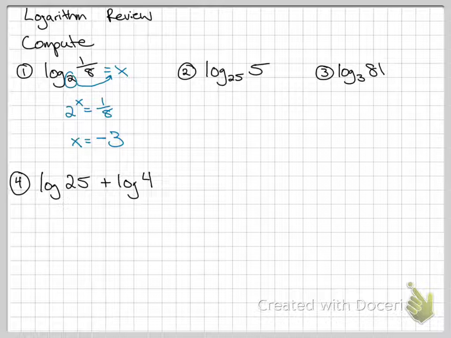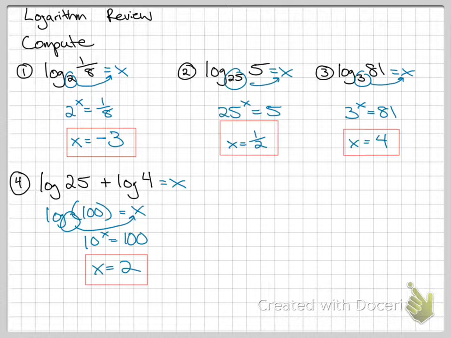I'm going to go through and do the rest. Pause the video if you don't want to see my answers yet, and then unpause it and see if you got the same thing as me. Okay, so there are my answers. 25 to the x equals 5. We all know that we want to square root 25 to get 5. If you want to square root something as an exponent, that's when you use fractions. That's why the answer is 1/2.